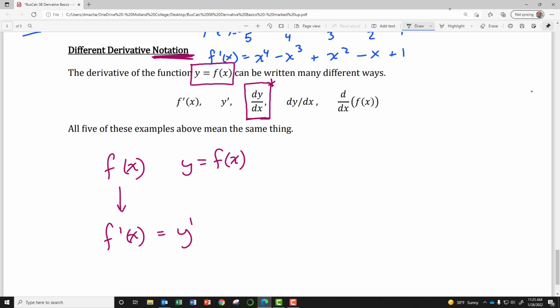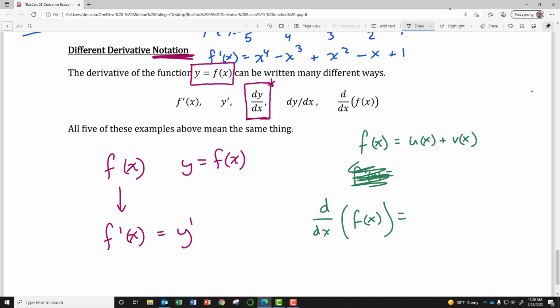And so maybe just as one last exercise before I leave you guys, if we wanted to talk about the additivity rule of derivatives. So if I give you a function f of x is equal to u of x plus v of x, and then I ask you, well, what's the derivative, or what is f prime of x? I could have written this rule a different way. I could have asked, what's the derivative with respect to x of f of x?